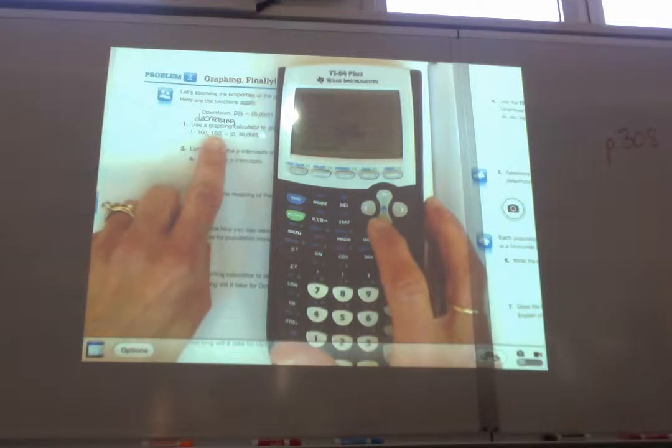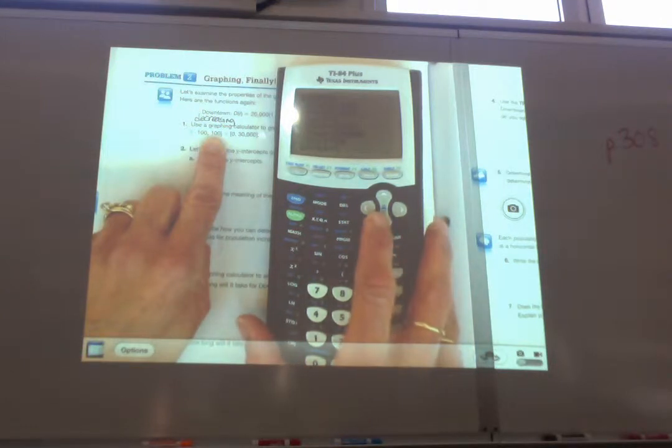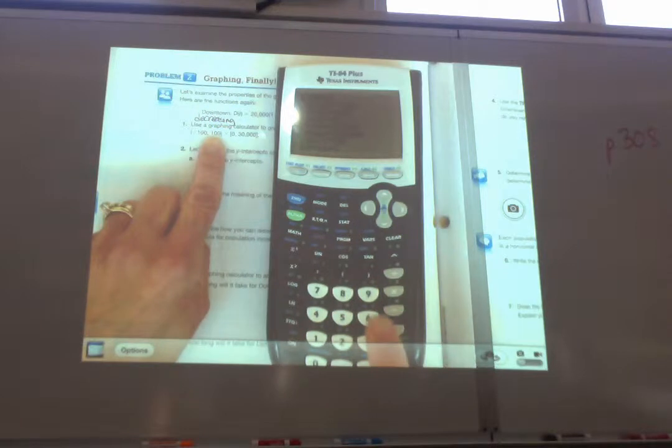Okay? And then that positive 100, that's the x-max. It doesn't tell us what to do with a scale, but if I'm going from negative 100 to positive 100, how about we go by fives? We need a reasonable scale.